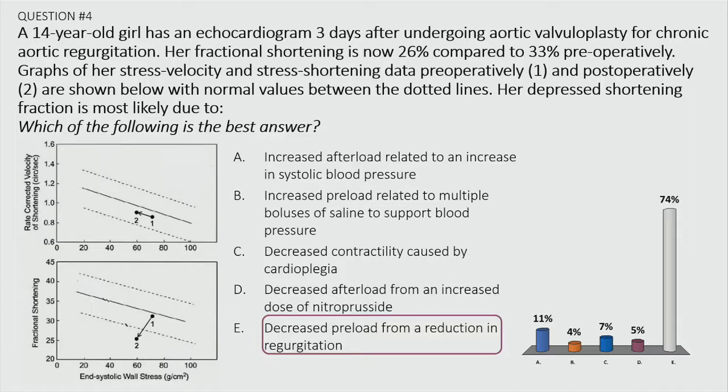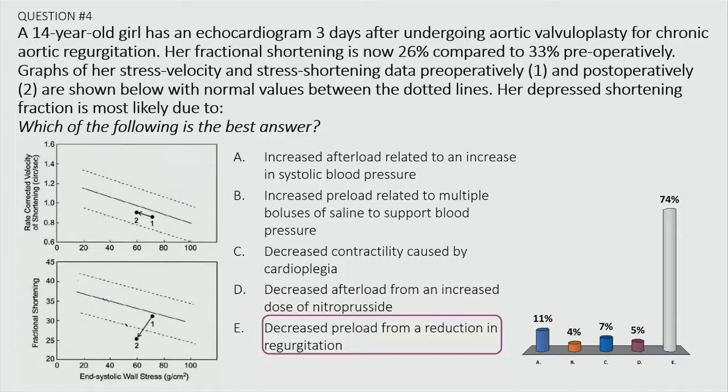On the bottom graph, the other thing you can tell from both these graphs is what's happening to wall stress. Wall stress is going down. Both graphs show the same thing. At point 1, we're at something like 75, and then post-op, we're at a wall stress of 60. So afterload is doing what? Afterload is decreasing. And with a decrease in afterload, you would expect ejection fraction to increase, but the change we're seeing is in the opposite direction. So clearly, afterload can't account for the decrease in the shortening fraction in this case.